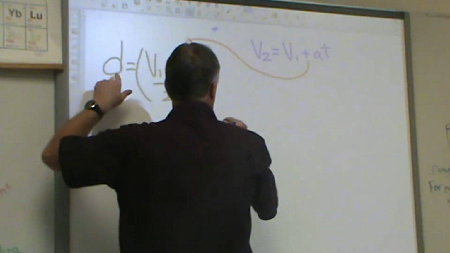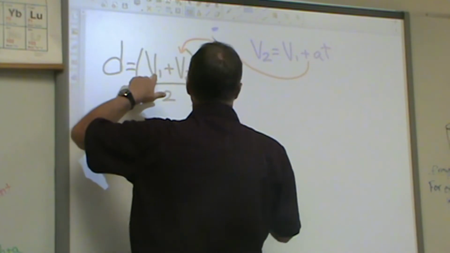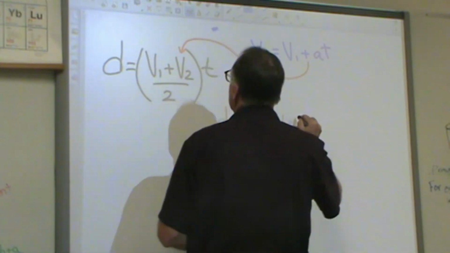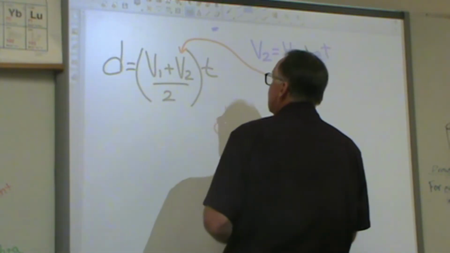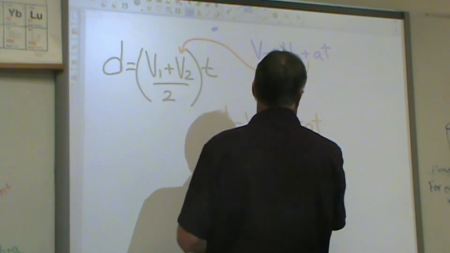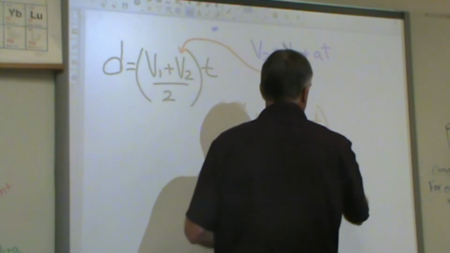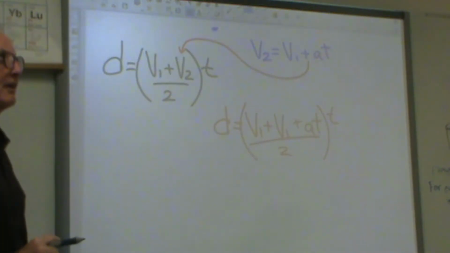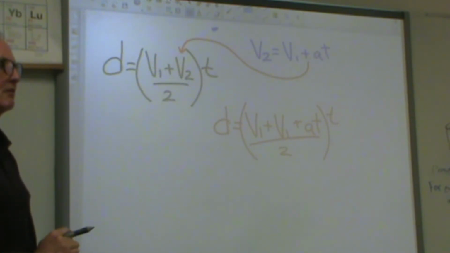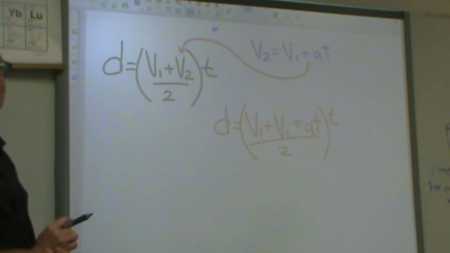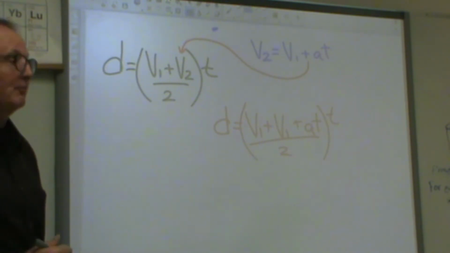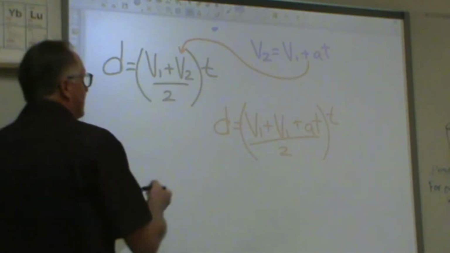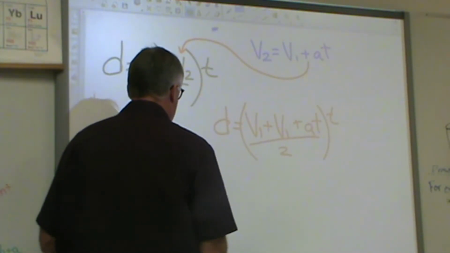So D equals V1 plus V1 plus AT over 2 times T. This time we're not FOILing. Which property are we going to use? Distributive. But first do that whole math thing, group like terms, and then use the distributive property. And this one is generally written D equals, so.